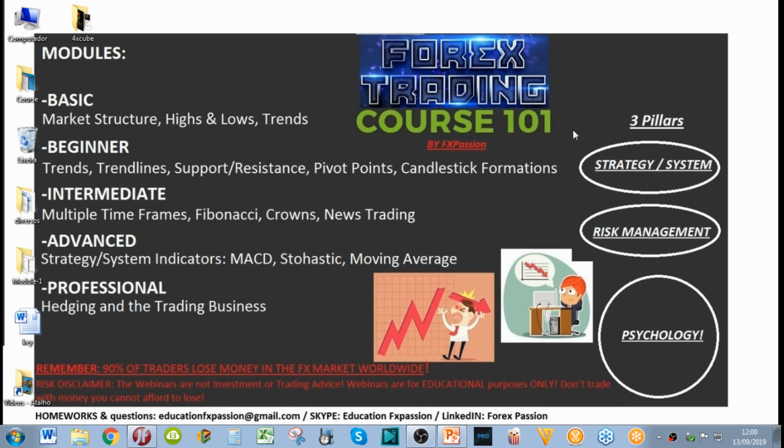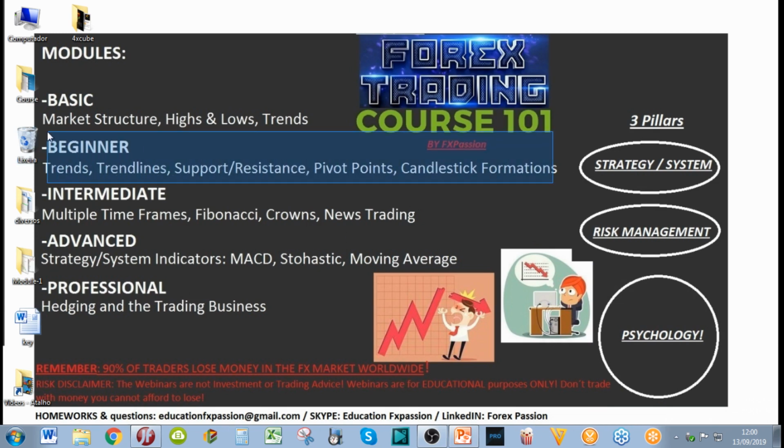We want to understand how the strategy and the system works, how the risk management works, and how the psychology part, which is the big one, works. If this is your first time, we are in the beginner module. We are talking about and learning about trends, trend lines, support, resistance, pivot points, candlestick formations. And also remember that 90% of traders lose money in the Forex market worldwide.